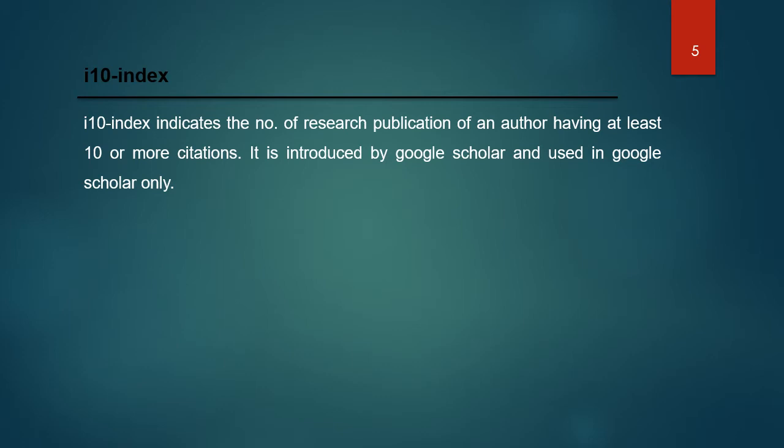I-10 index, as the name indicates, I-10. 10 represents the number of citations. That means if your paper has 10 or more than 10 citations, your paper will be considered under the I-10 index. Suppose you have published 50 papers and 20 of your papers have at least 10 or more than 10 citations. That means your I-10 index value is 20. Normally, the I-10 index was introduced by Google Scholar and it is used only in Google Scholar.